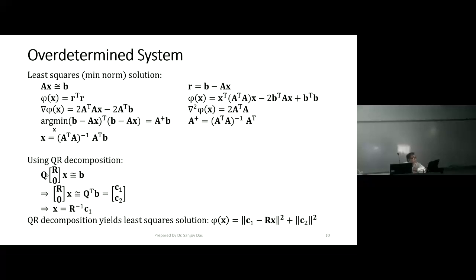Now, if you were to use reduced QR decomposition, then you would straight away get QR x equals B, or Rx equals Q transpose B, which is equal to simply C1. You wouldn't get C2 if you do reduced QR decomposition. The 0 won't be there. So instead of full QR decomposition, you can use reduced QR decomposition and you'll get the same expression. C1 is Q transpose B from the reduced QR decomposition.